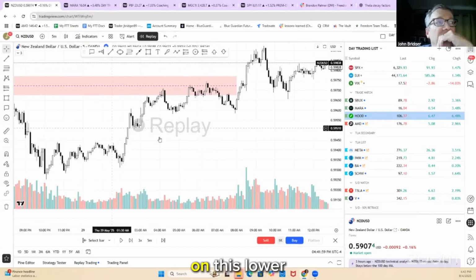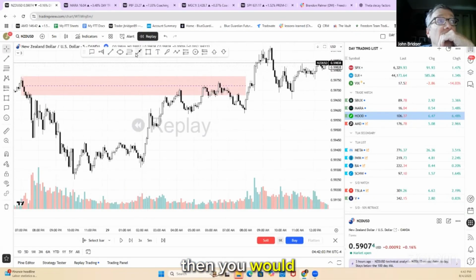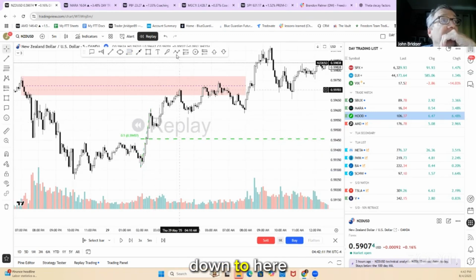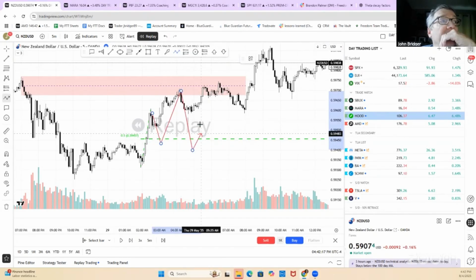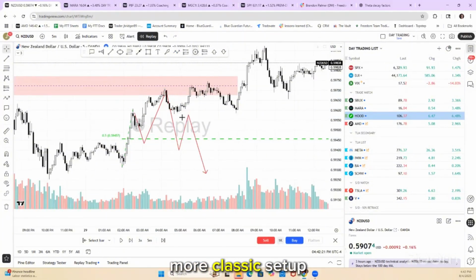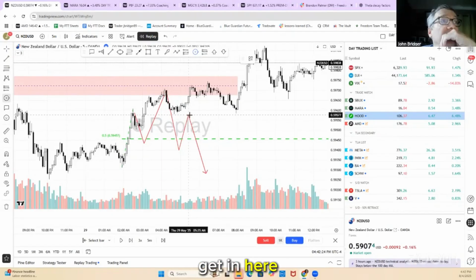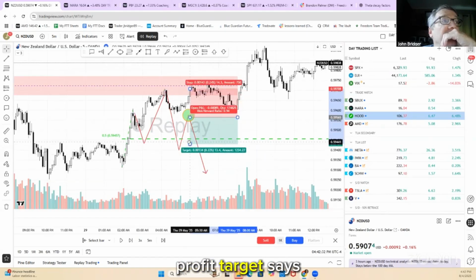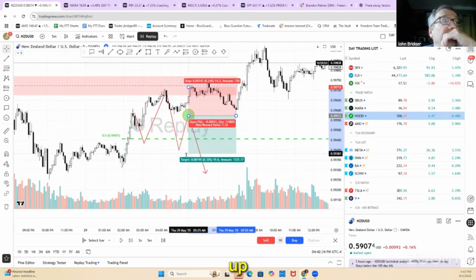So on this lower time frame, using this example here, there would need to have been a retrace down to here, up into here, a break of that, look for the retrace, and then get in. That's the more classic setup. You would be looking to get in here, and this would be your short, with that high as your stop, and that profit target. So if it was actually the shape up, that would be your trade.